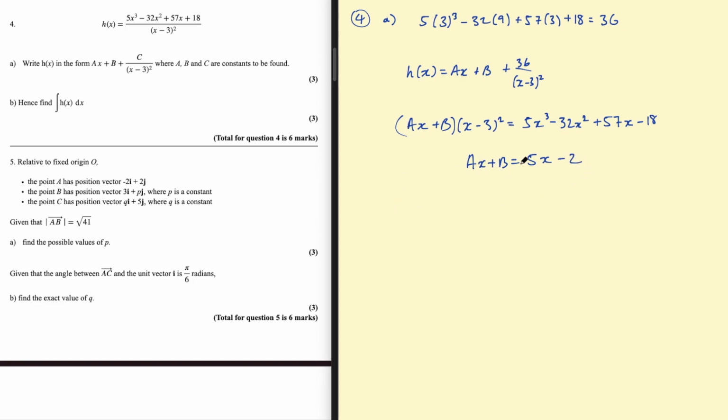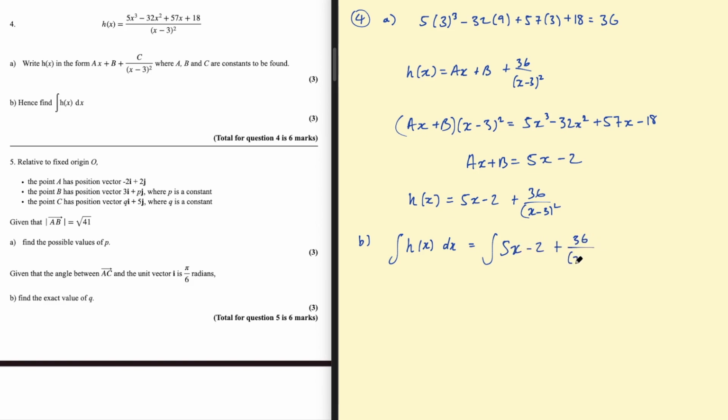So therefore we have a, b, and c. We can say h of x is equal to 5x take 2 plus 36 over x take 3 all squared. Now if you're not comfortable with what I did there, as I said, use polynomial division. It will work out as well. Okay, part B says find the integral of h of x dx. So the integral of h of x dx is going to be the integral of this expression.